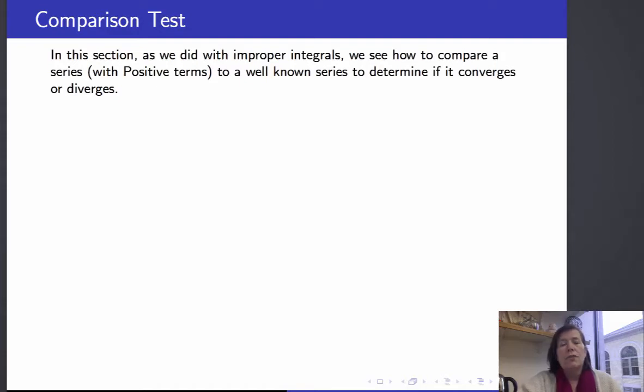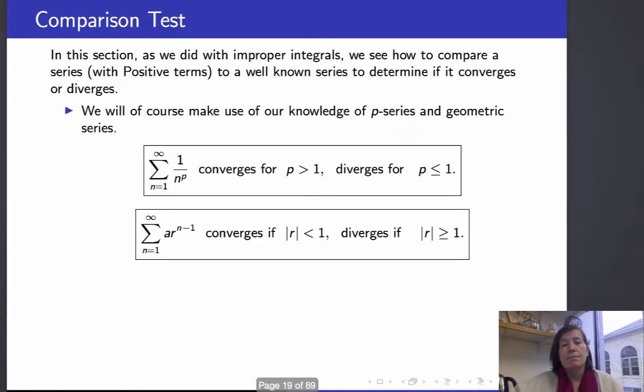As we did in our section on improper integrals, we're going to see how we can develop a test called the comparison test, where we can deduce whether a series converges or diverges by comparing it to a well-known series, something that we already know whether it converges or diverges.